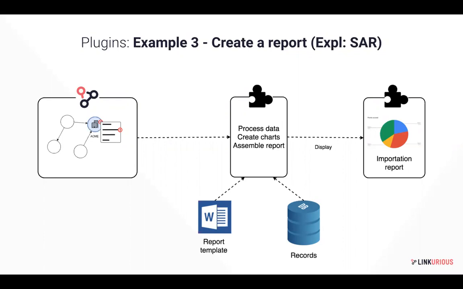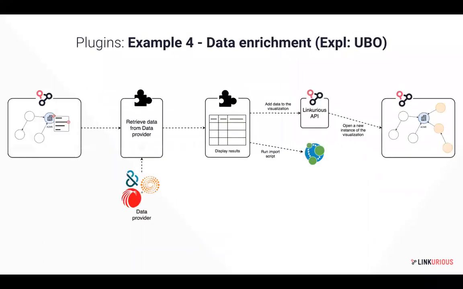Okay, so fourth example, a bit more complicated. Let's say that you want to do some data enrichment. And here I'm going to take the example of the ultimate beneficial owners that financial institutions sometimes need to retrieve. So UBOs are, for those who are not familiar, basically similar to shareholders. So let's say that you have in your visualization a company, and you need to know who are the shareholders of this company.